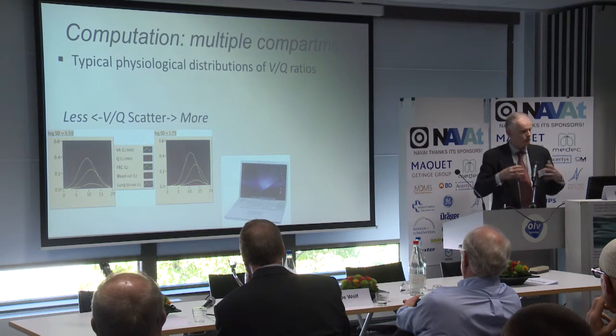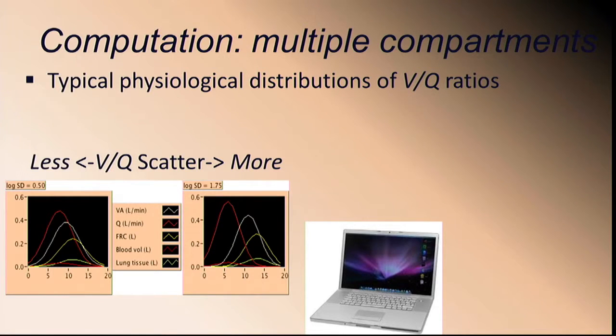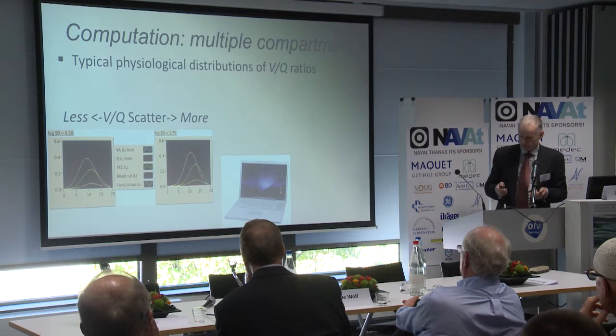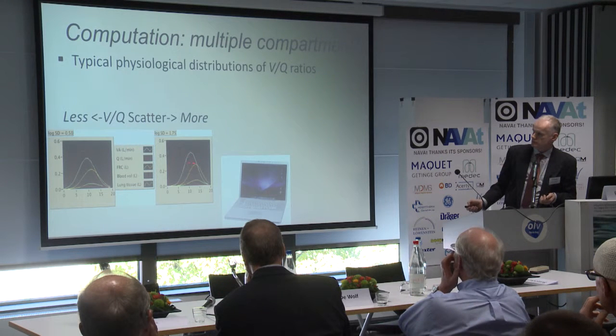And in fact, when you set up a model to actually look at these things, you need to generate log normal distributions like this. So on this side, we've got a lung with relatively little VQ scatter, where the ventilation distribution and the blood flow distribution almost overlap, as opposed to one on the right here where the ventilation is diverging to the right and the blood flow is diverging to the left.